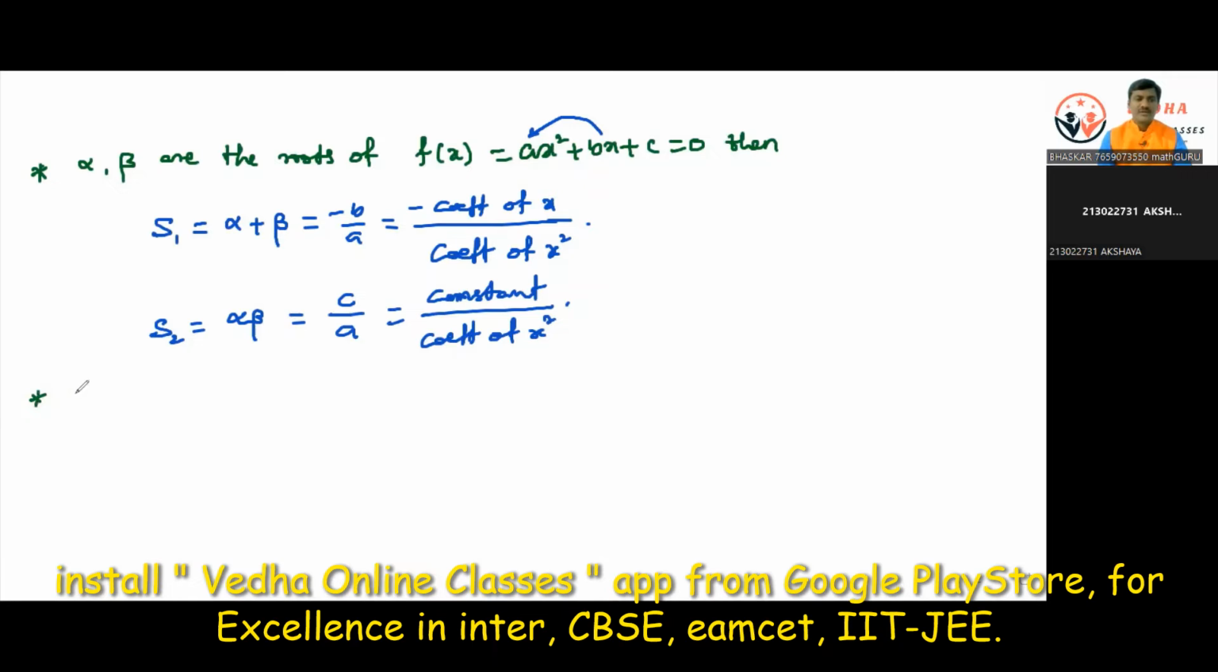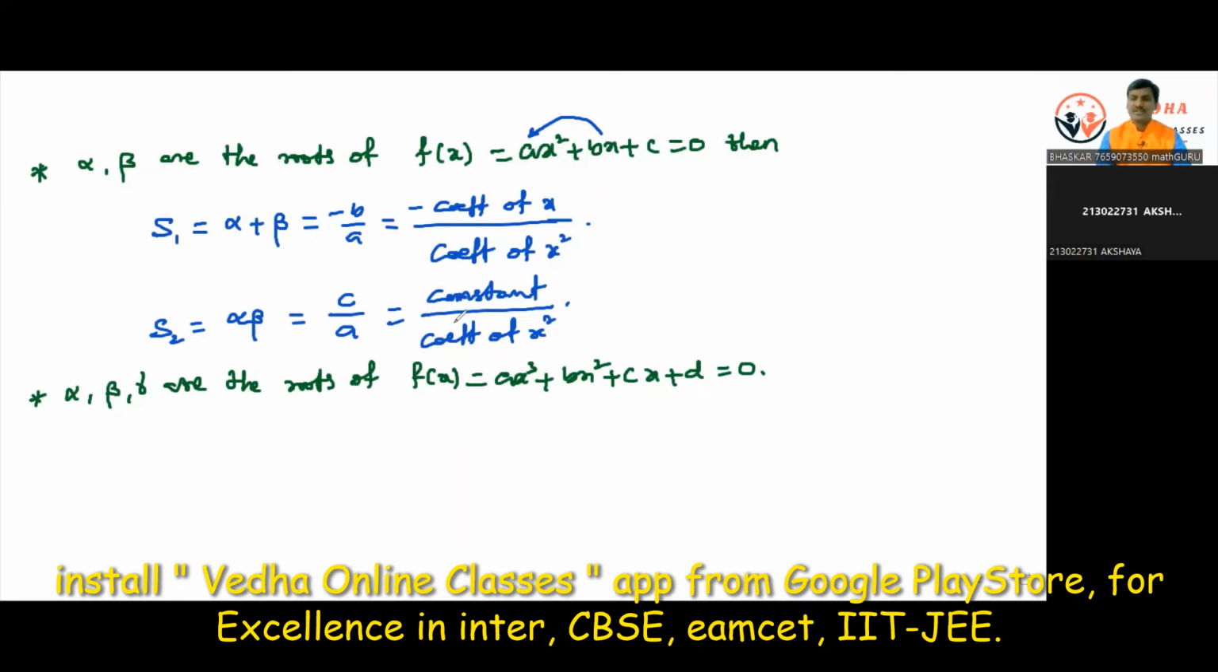Now if alpha, beta, gamma are the roots of some function f of x, a cubic equation, I am taking ax cube plus bx square plus cx plus d is equal to 0.